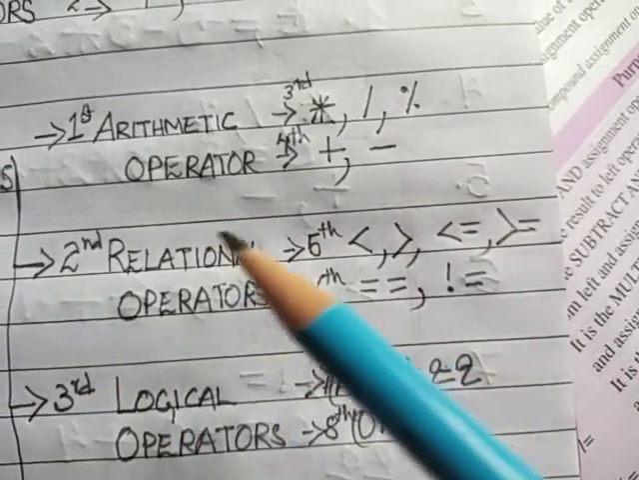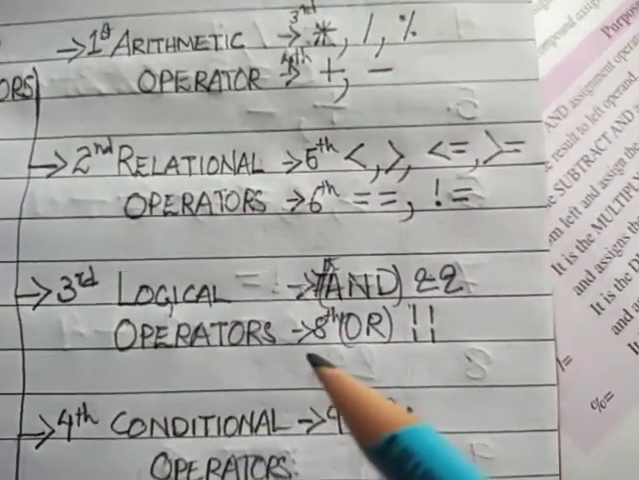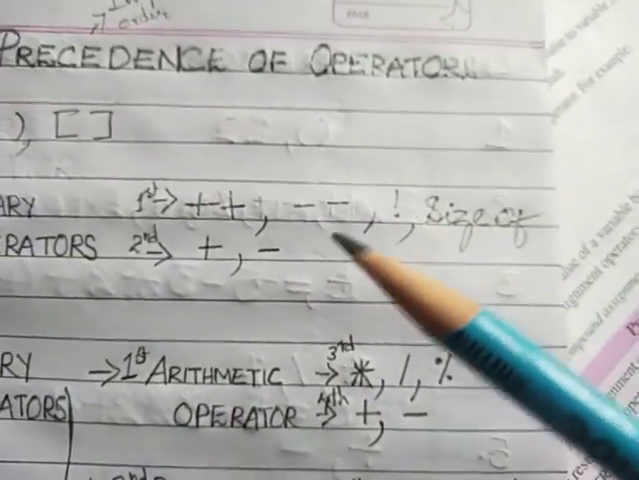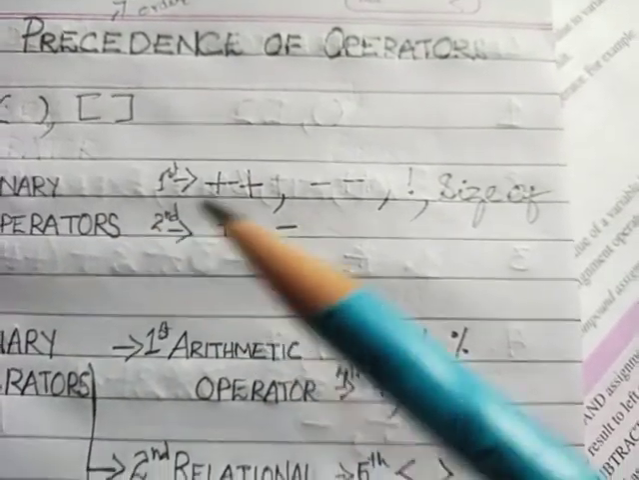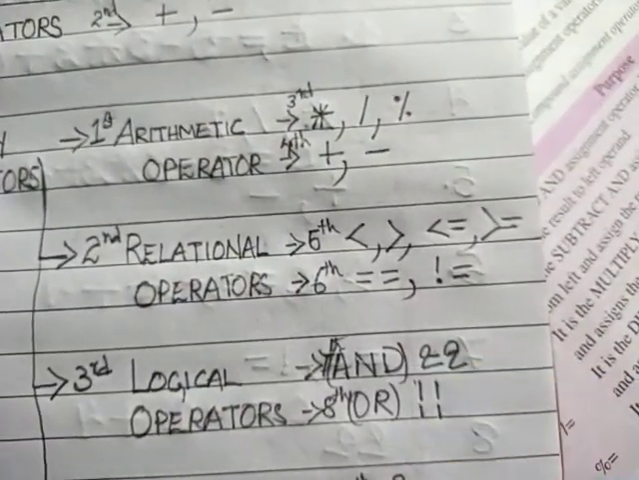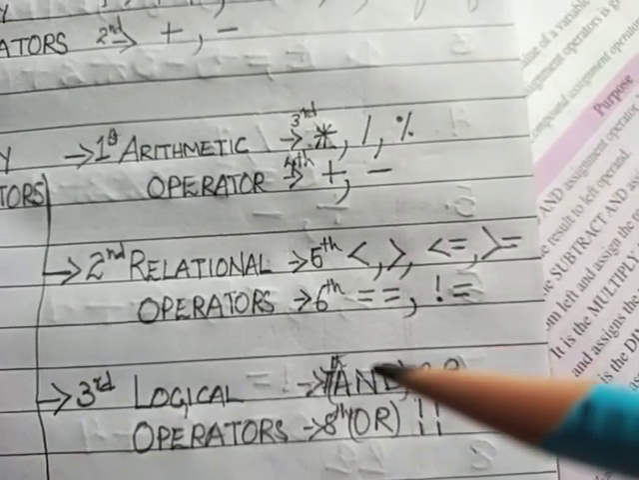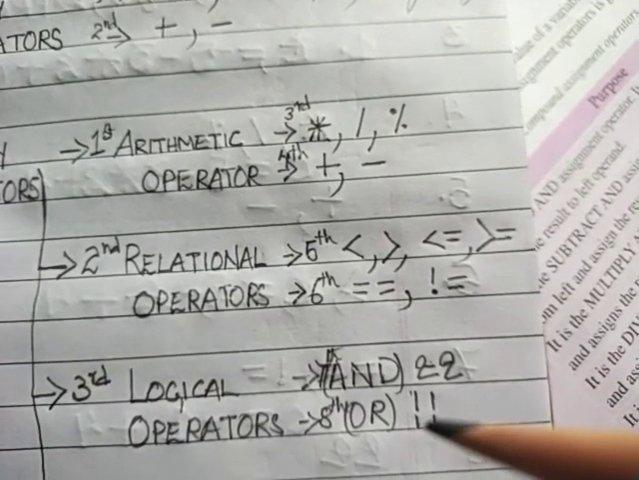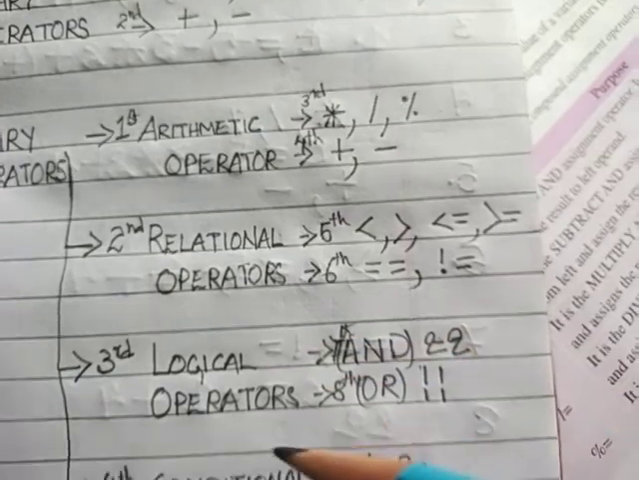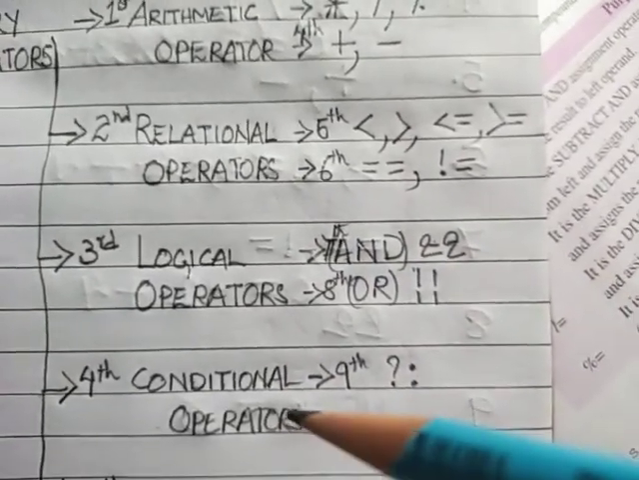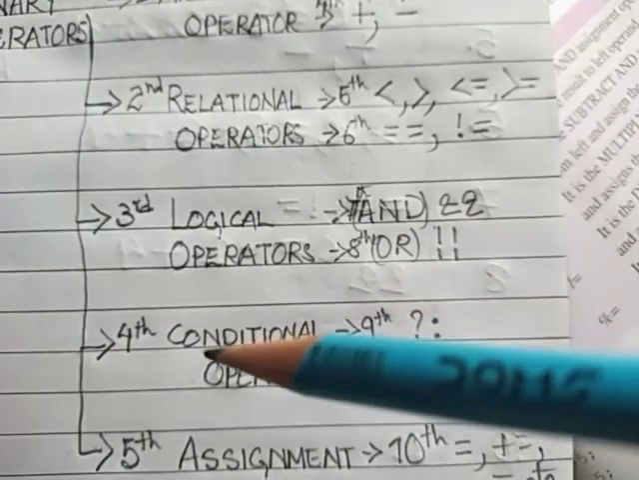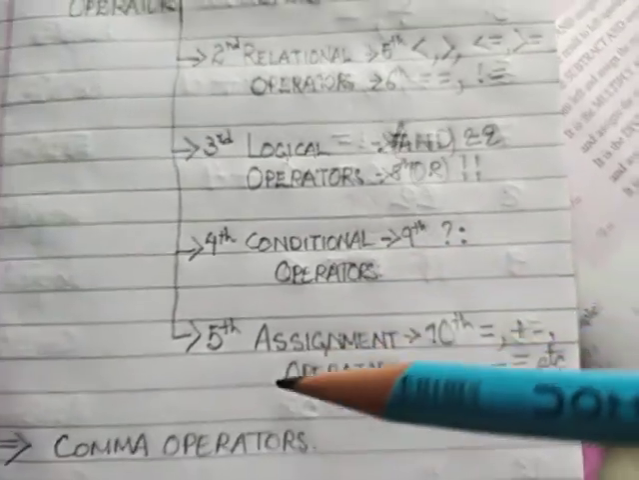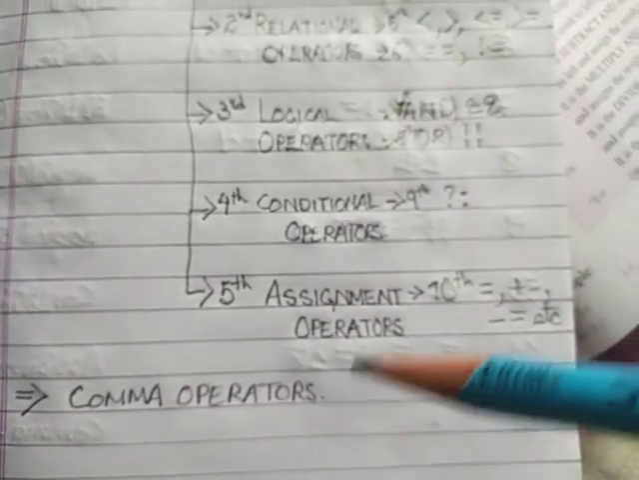After the relational operators, then we have the logical operators. In logical operators, the not operator, remember, falls under the unary operators. So left we have the and operator and the or operator. From these two, the highest one is and, and the lowest one is or. After the logical operators, we have the conditional operators, and after the conditional operators, we have the assignment operators, and last but not the least, we have the comma operator.